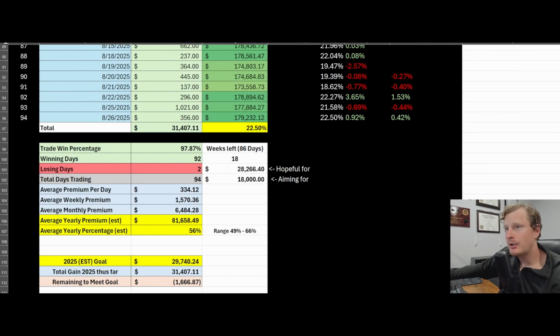All right, guys, now that we are at the spreadsheet for August 26th, I generated $356 of premium. And if we look at my account value, that was at $179,232. I think it might be like a $100 or $200 difference because the markets are still technically open and investors are still trading. In the last 94 trading days, I generated about $31,407 of income. That's either premium or appreciation gain.